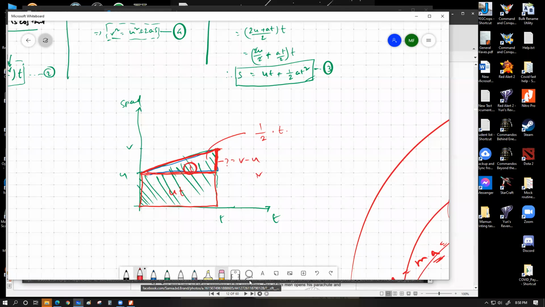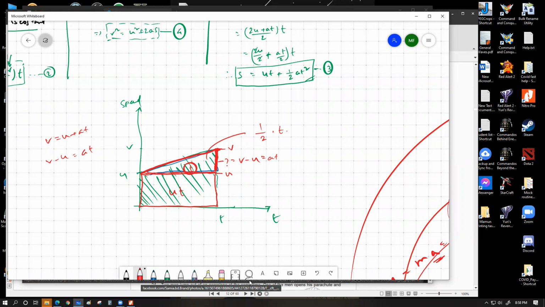Might as well erase this v. This part is actually v minus u because this peak value is v, this starting value over here is u. So if you do the subtraction of v minus u, you get this part. And from our first equation, you should remember that we derived v equals to u plus at. So v minus u should be given by at. So I can write this part as at. So this vertical side is given by at.